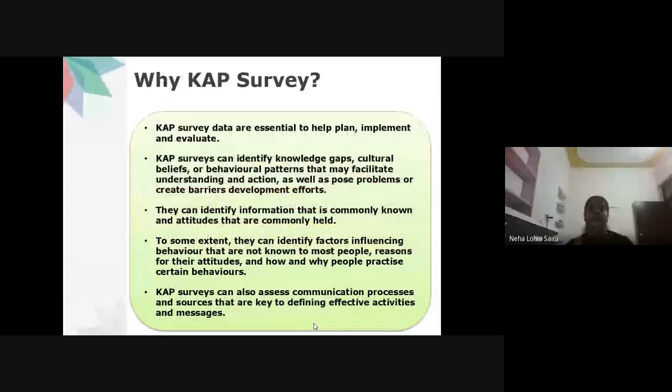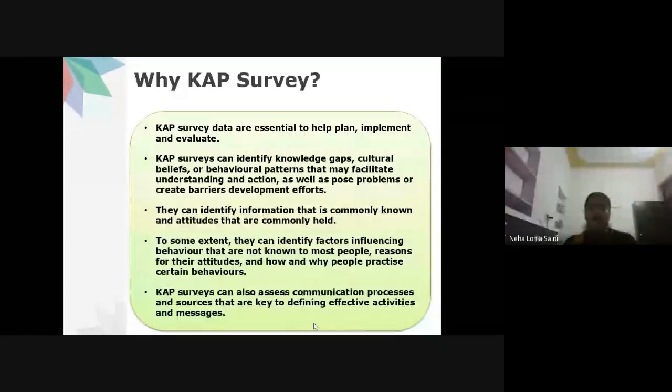First and foremost, the KAP survey data are essential to help you to plan, to implement, and to evaluate the objectives and the data you want for your study. Then these surveys can identify knowledge gaps. They can help you to identify cultural beliefs or behavioral patterns that may facilitate understanding and action, as well as pose problems or create barriers to development efforts. So this will help you identify your gaps. As baseline data collection, you can use your KAP survey.